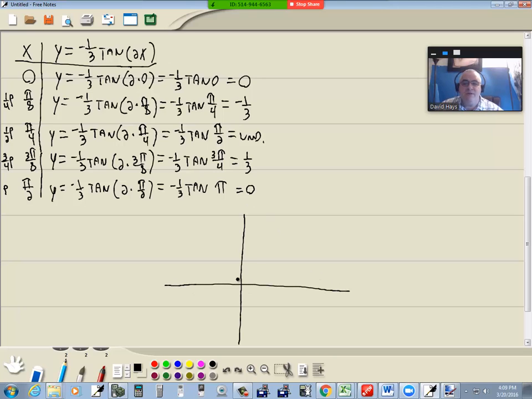Okay, so we got 0, 0. And it looks like our largest value is pi over 2. Let me think. Pi is approximately 3.3, divided by 2 is 1.5. So that's approximately 1.5. Okay, so here will be pi over 4. And here will be pi over 8. And this one is 3 pi over 8.